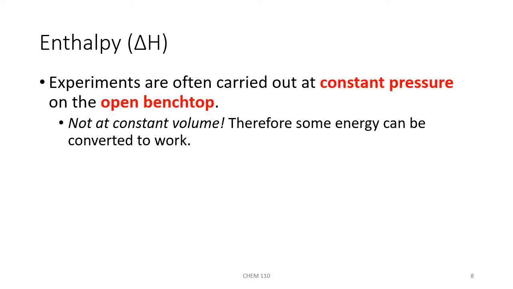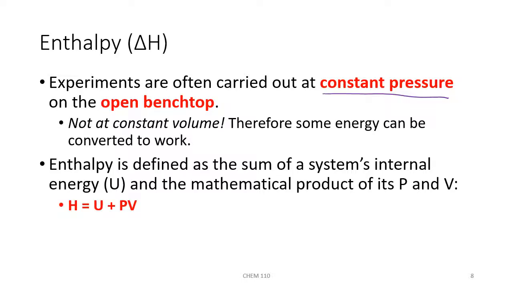Many of our experiments are not carried out at constant volume. We usually don't work inside of a bomb calorimeter daily in the lab. Most of our reactions are carried out on the open benchtop where we're working at constant pressure instead of constant volume. Therefore, if we generate a lot of gases in a reaction, some of our heat energy could be converted to work. This brings us to a concept called enthalpy. Enthalpy is defined as the sum of a system's internal energy and the mathematical product of its pressure times its volume.